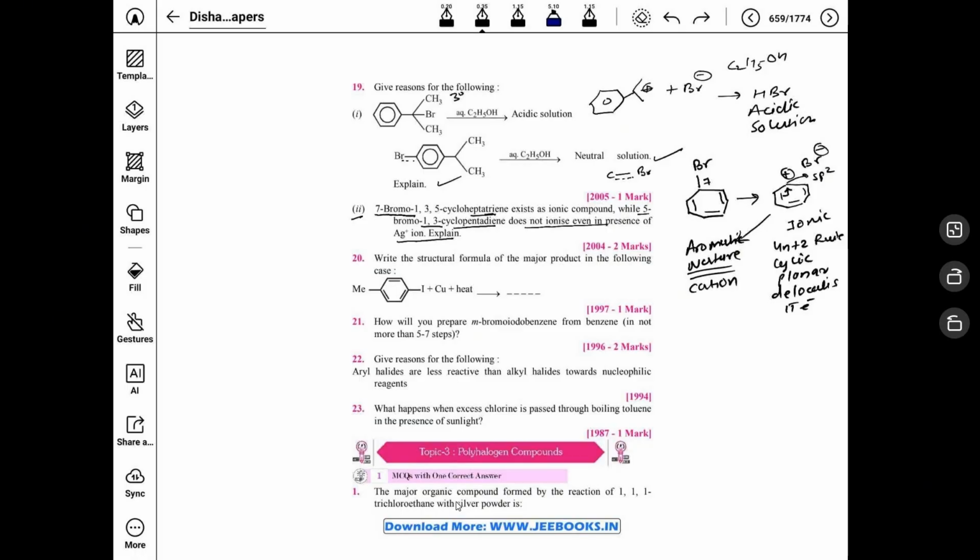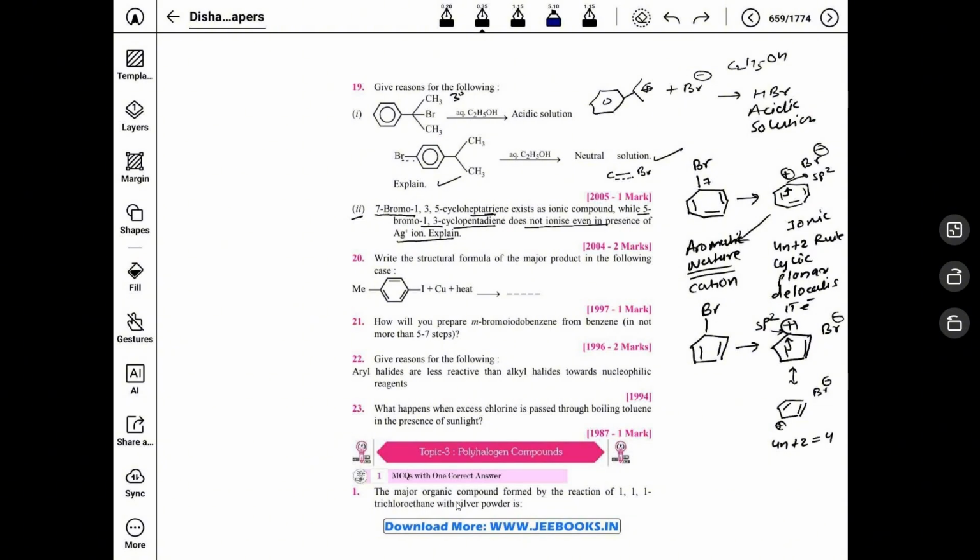But if you look at another structure, 5-bromo-1,3-cyclopentadiene, the structure will be like this, and if you decompose this one, then you will have this carbocation. This carbocation also has an sp2 hybridized orbital. This structure can also show delocalization of the positive charge like this, but still it doesn't exist because it does not follow Huckel's rule.